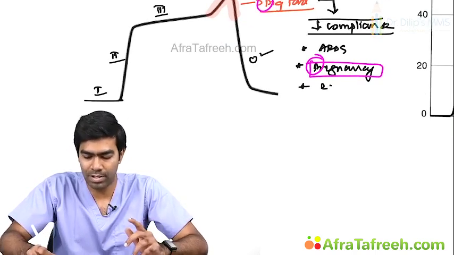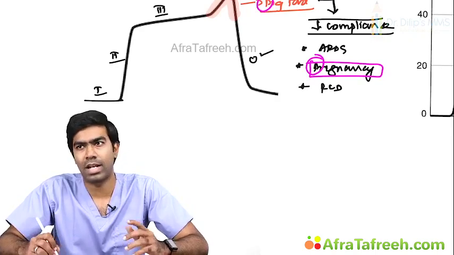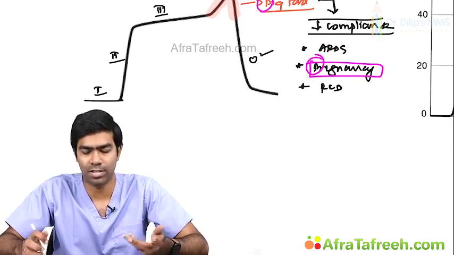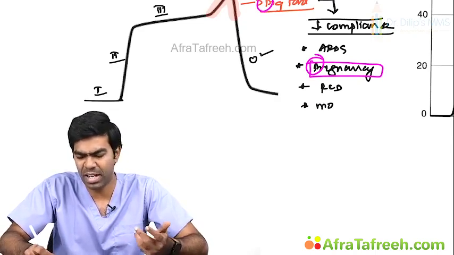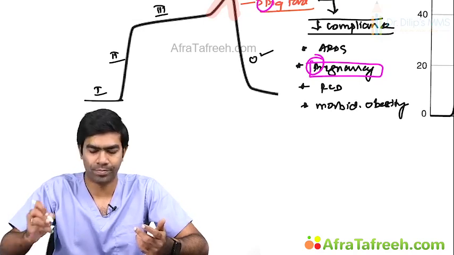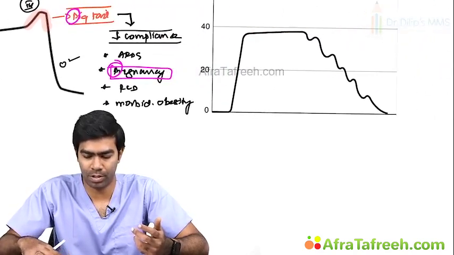Then it can happen in restrictive lung diseases. It can happen in certain patients with other sorts of restrictive lung disease, morbid obesity. Many conditions can produce this kind of curve. Clear? This is a pigtail capnogram.